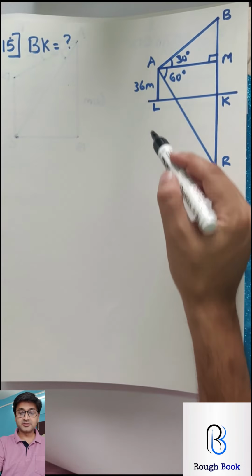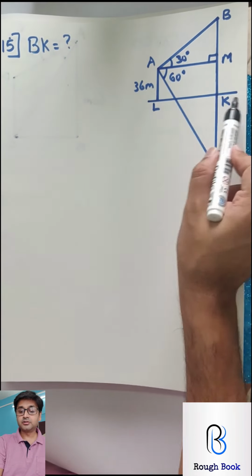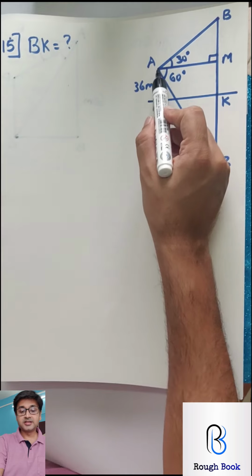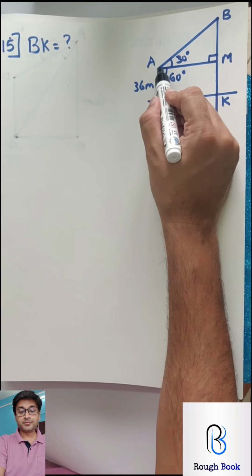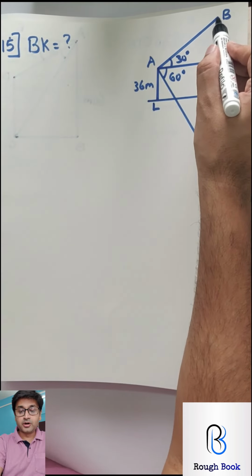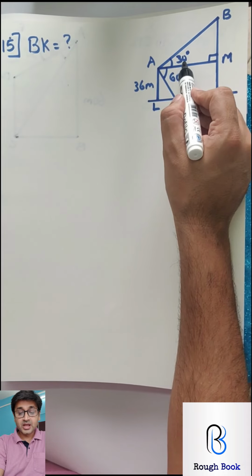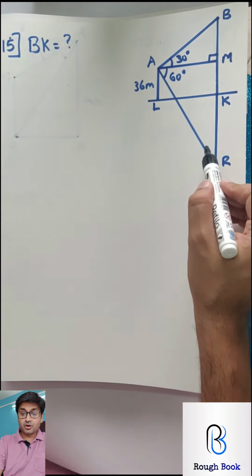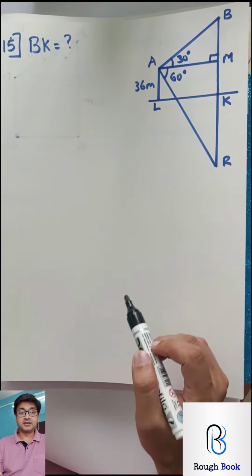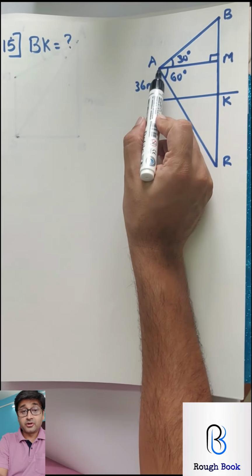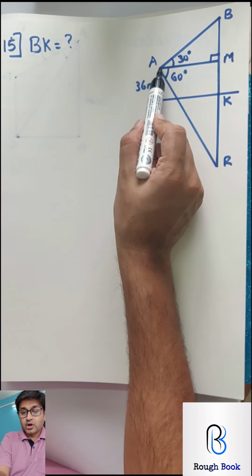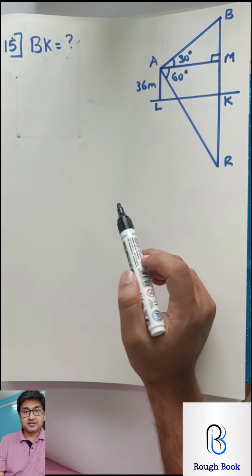From a point 36 meters above the surface of a lake. So LK is the lake, 36 meters above, point A. The angle of elevation of a bird is found to be 30 degrees, and the angle of depression of its image is 60 degrees. 90% of children, if you have done it on your own, must have joined A with K as 60 degrees.